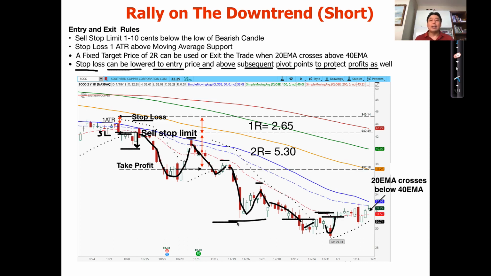Okay, so again, another approach would be to divide your order into half, and you could take profit at 2R for half your order, and the other half, let it ride all the way down and protect your profits, exit when the short-term trend reverses up.